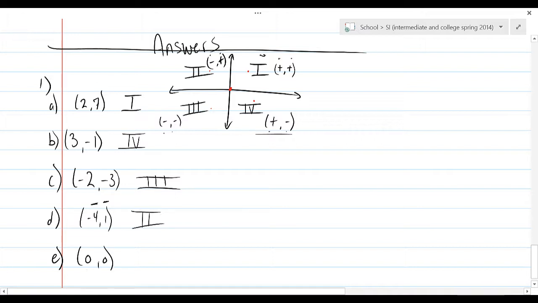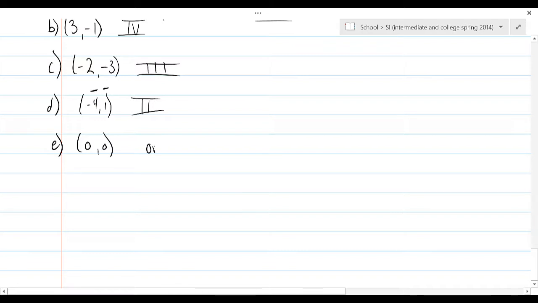And then a trick question, 0, 0. Well, that's actually the origin. It's not in any quadrant. So what you can just go ahead and do is label it the origin.